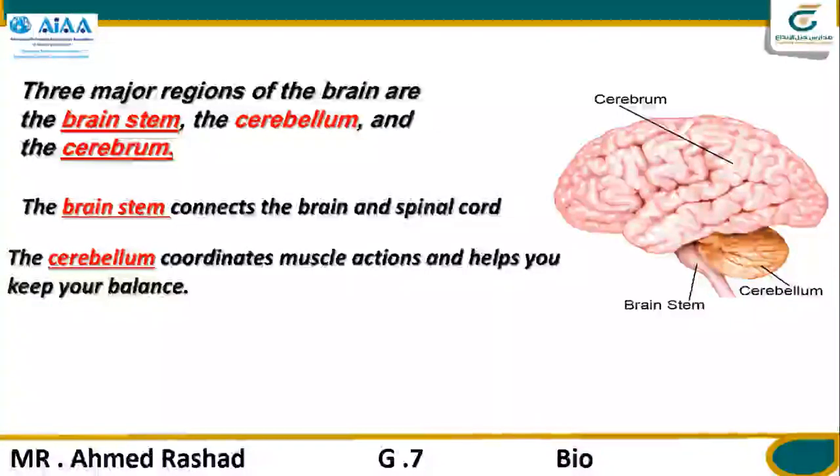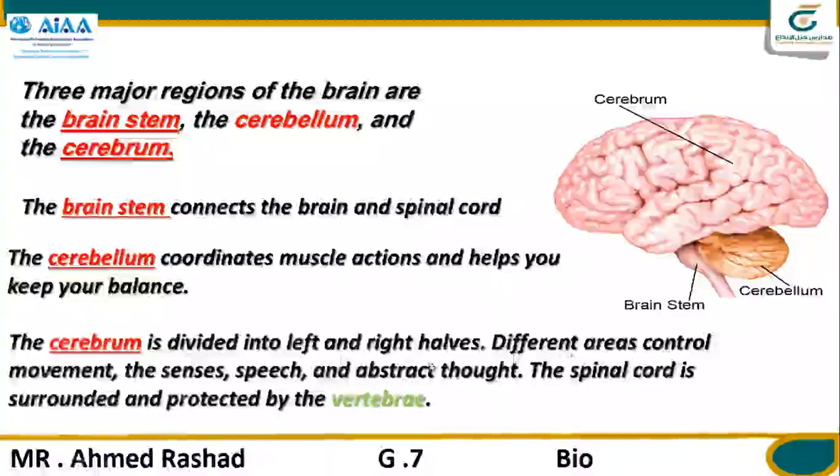That's cerebellum. Number three, the cerebrum, that is divided into left and right halves, as we know. Different areas control movement and sensation, speech, and abstract thought. The spinal cord is surrounded and protected by the vertebrae.